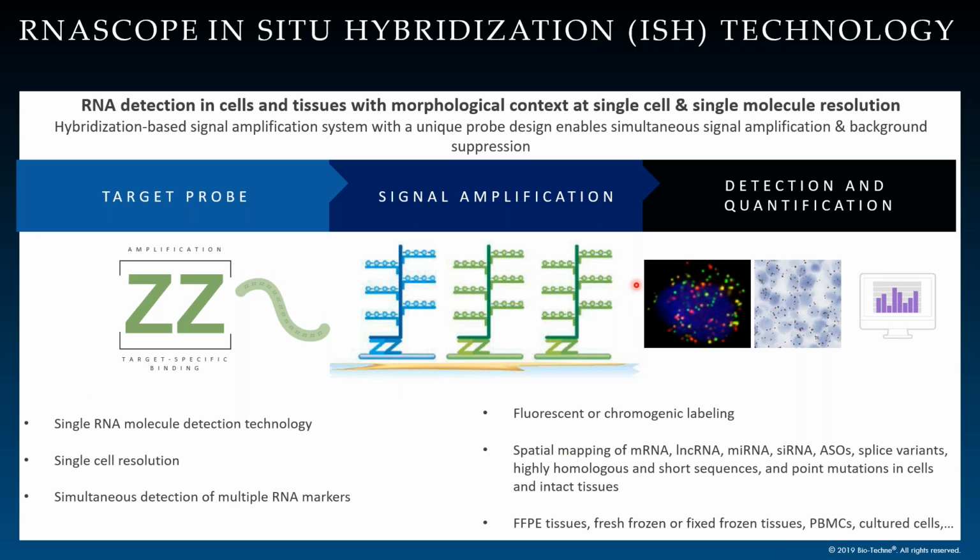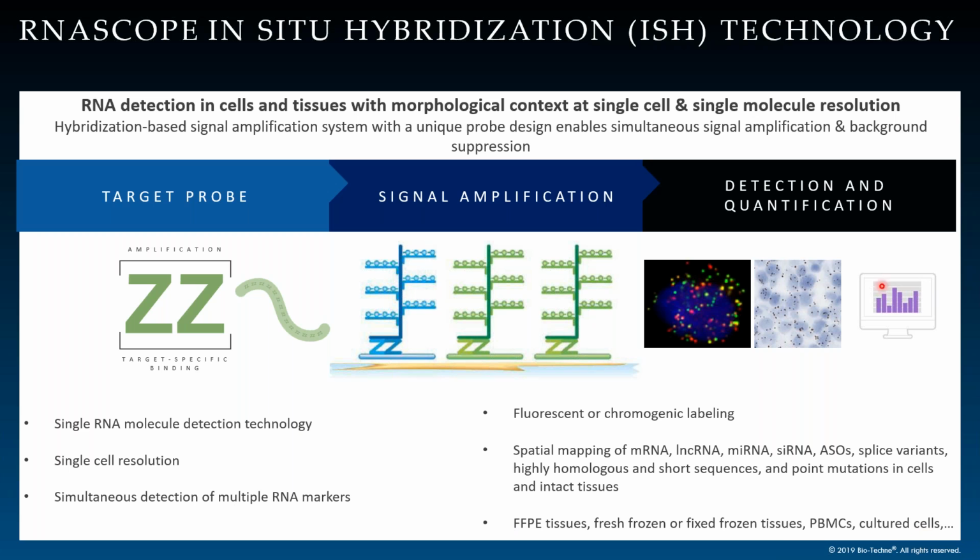Then we have the signal amplification system, where we have developed a technology to ensure a high degree of specificity and sensitivity by allowing a high signal to noise ratio. And finally, our detection and quantification system allows you to visualize your target transcript as a single punctate dot at single cell resolution. As you can see here, we allow for either chromogenic or fluorescent detection based on your interest. And ultimately, we have the capability of semi-quantitative or quantitative analysis of this signal to support your research interests.